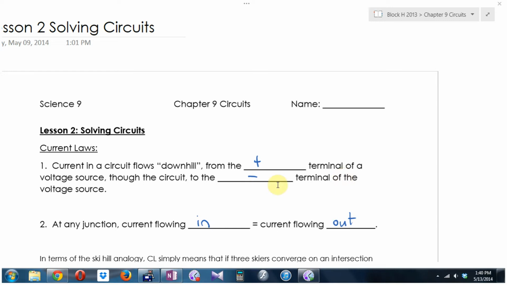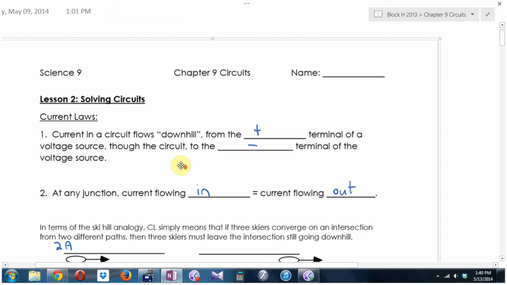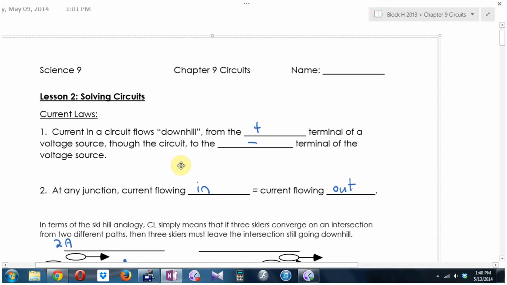So we said this. To solve circuits, first of all, there were current laws, rules for current, and rules for voltage. For current laws, there were two. First of all, everything flows downhill from positive to negative. Now, that's the opposite of the way the electrons go. Electrons go from negative to positive. But we said it's so much easier to think about going from positive to negative. We're going to do that.